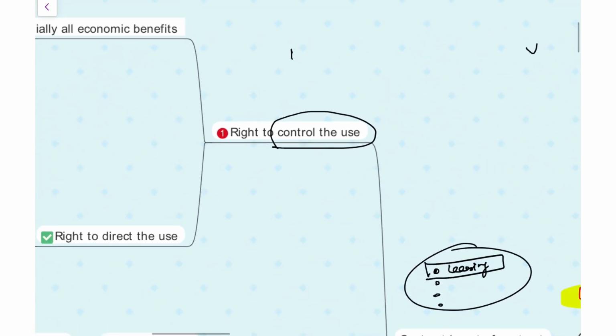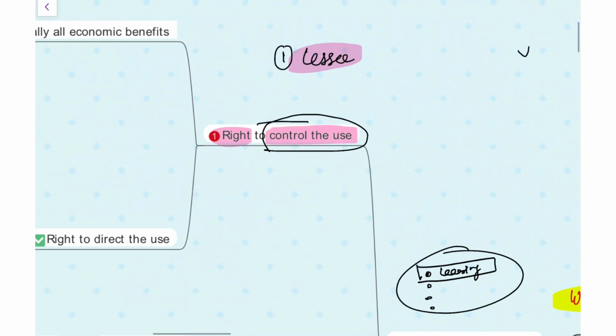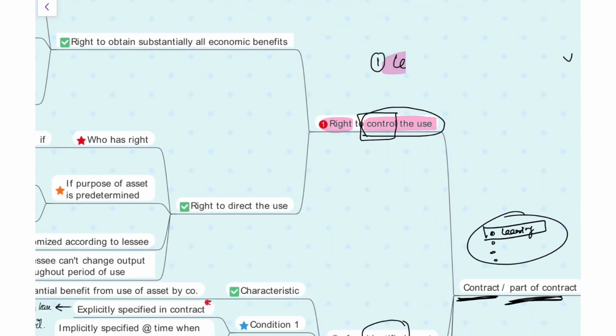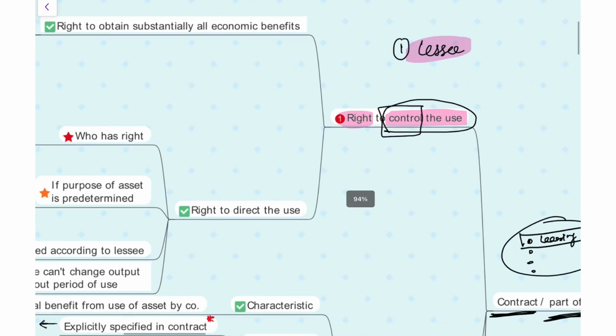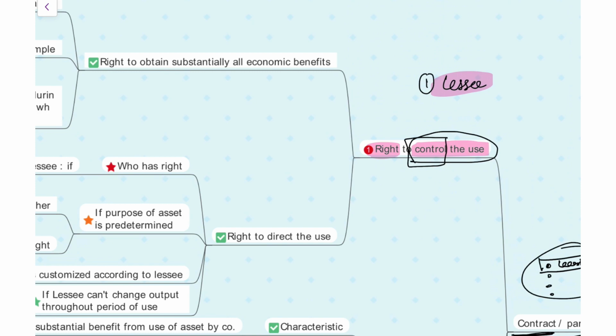The first one I told you was that the lessee should have the right. Just remember, when we are reading what a lease is, or the definition of lease, or all the other points, always think from the perspective of the lessee only. So the lessee should have the right to control the use of that asset. How the asset is used, the lessee should have control on it. Now how do you define the right to control the use of an asset? There are two conditions that have to be fulfilled to say that the lessee has the right to control the use of an asset.